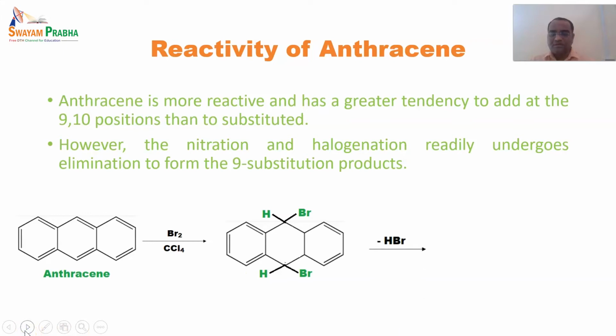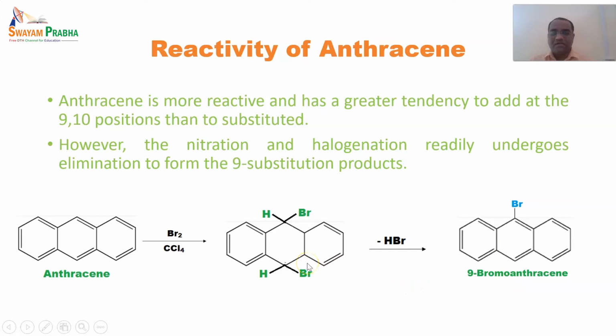But as soon as it is heated, one bromine is lost, and one hydrogen from the 9th position is also removed after heating, and again it forms a pi bond by giving electrons to the carbon. Here also a similar thing happens. It forms 9-bromoanthracene.